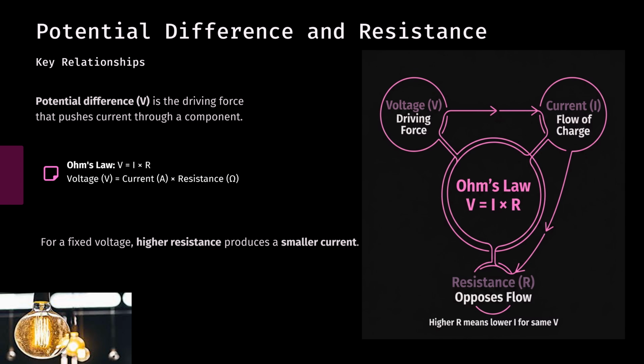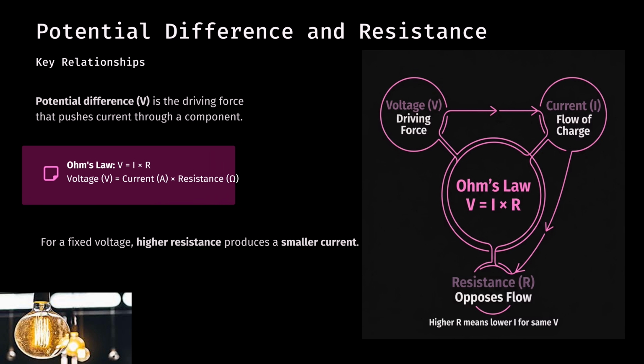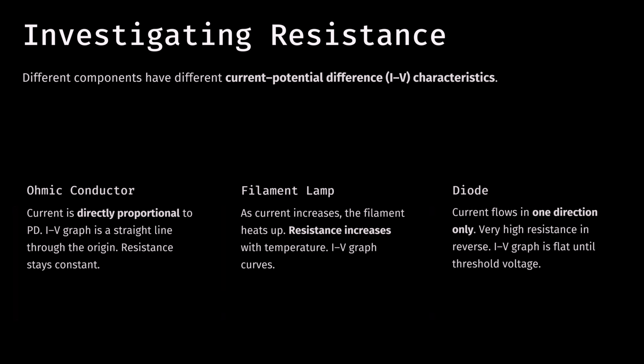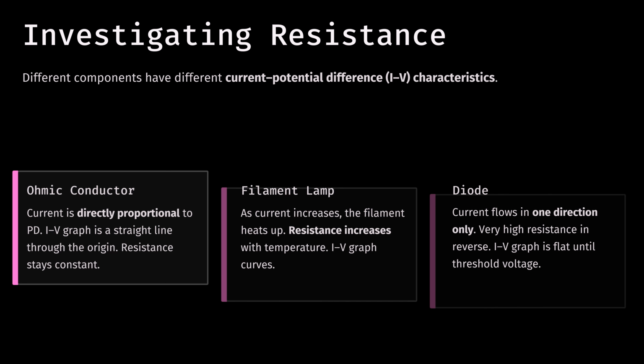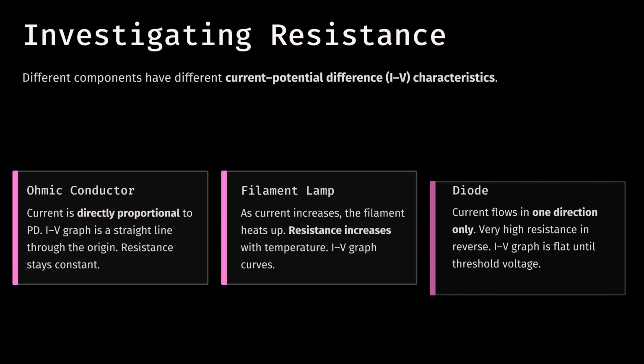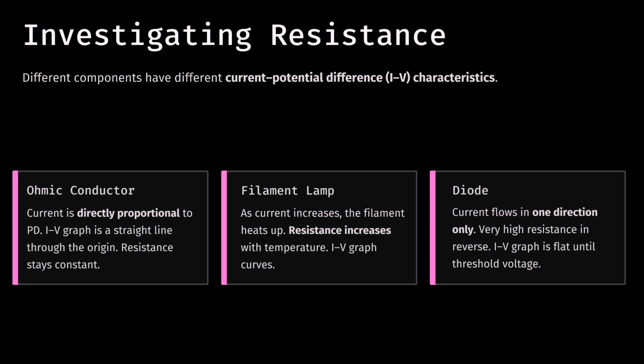Current is the rate of flow of charge. Potential difference, or voltage, drives the current, and resistance opposes it. Ohm's law links them: I equals V divided by R. Resistors control the flow of current. A fixed resistor has a constant resistance, while a variable resistor lets you change it, affecting how much current flows.